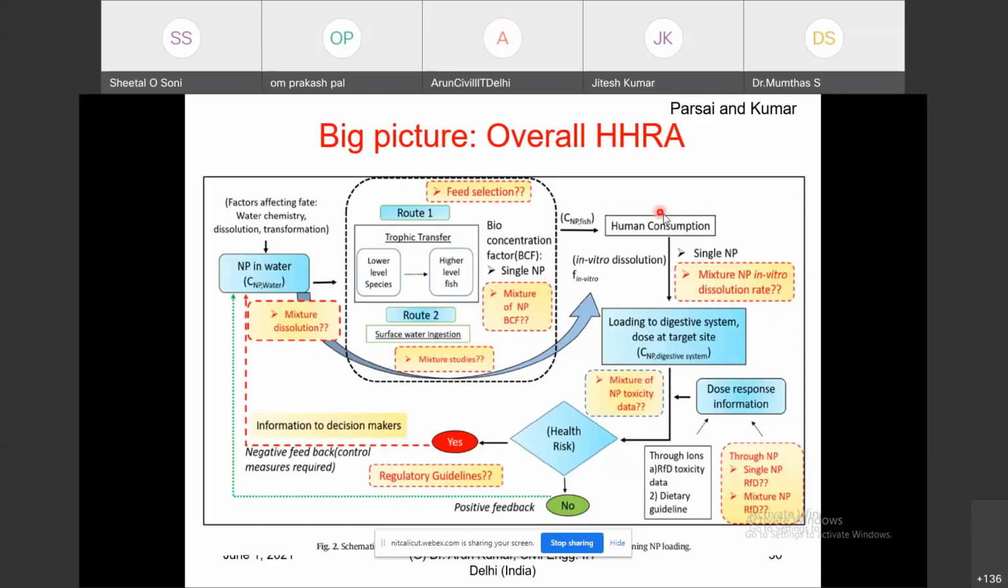Now things are going into my body, into my stomach, and there it is interacting with my gastric acid, stomach fluid. It is going to give me some nanoparticle concentration and ion concentration after digestion, and then that value I will be using for estimating the risk. Then we will get the dose response information and find out the risk. Okay, any question on this slide?